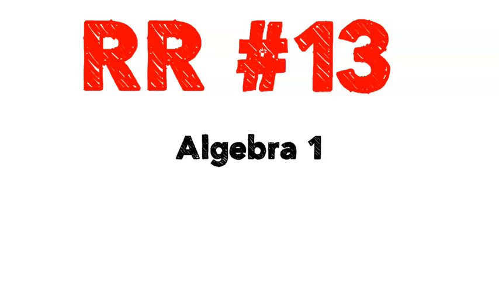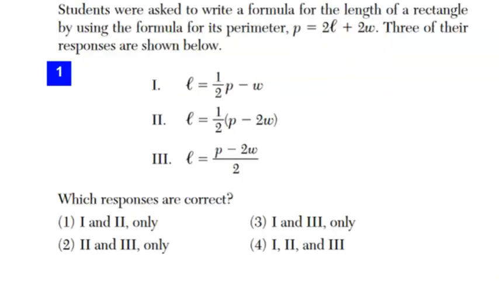Regents Review number 13. In this first question, you're asked to modify the formula for the perimeter of a rectangle, P equals 2L plus 2W. In doing so, in solving for L, which one of these three equations is correct?